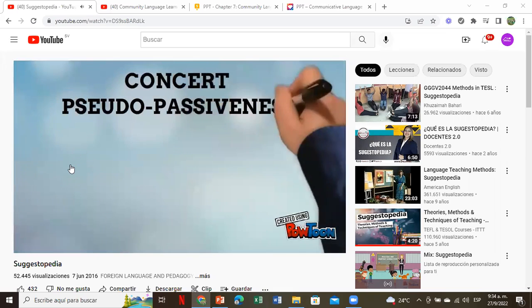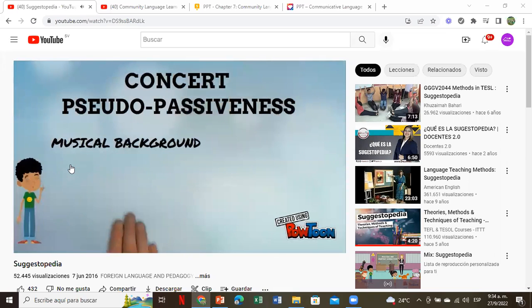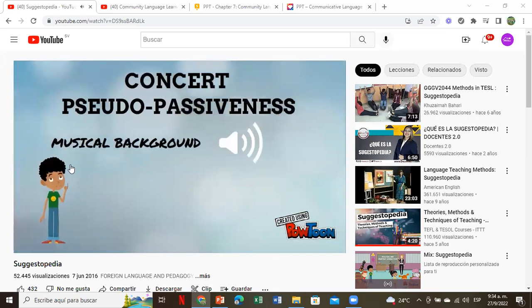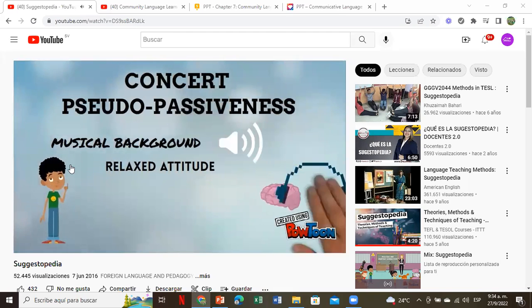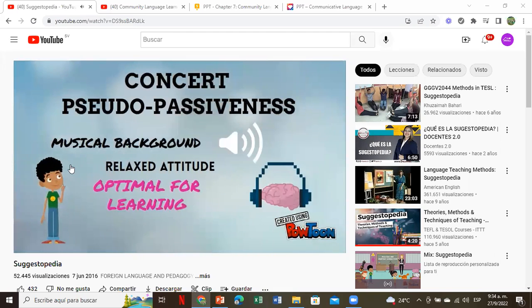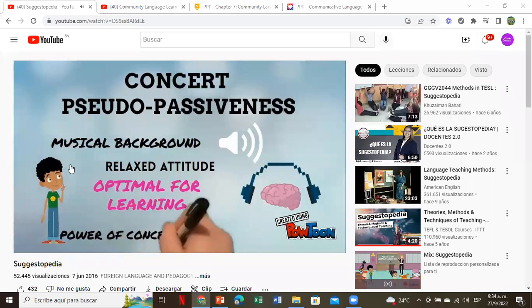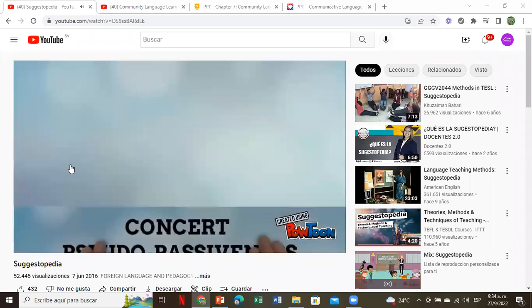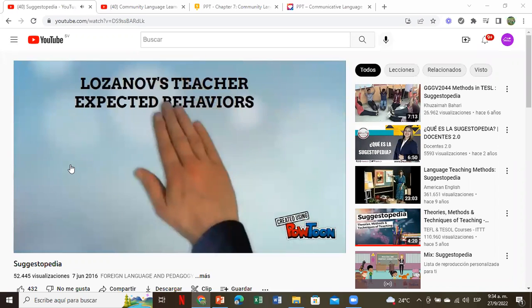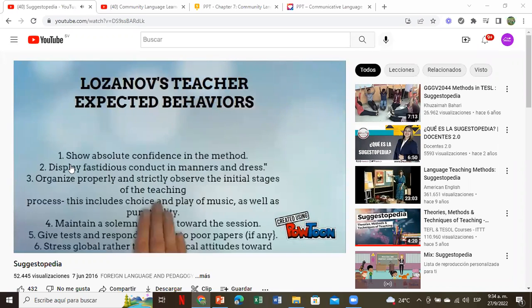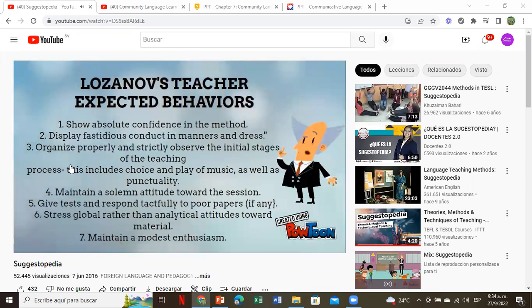Concert pseudo-passiveness. This one consists basically of musical background, which helps to induce a relaxed attitude. This state is felt to be optimal for learning in that anxious intentions are relieved and power of concentration for new material is raised. Lozanov's notes list several expected teachers' behaviors that contribute to these presentations, which are the next ones.